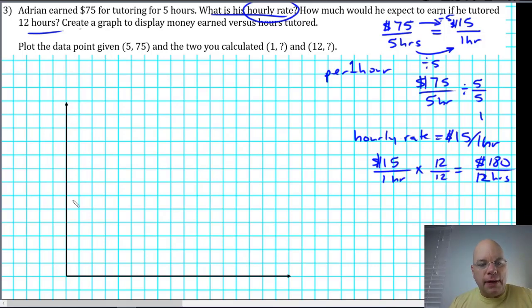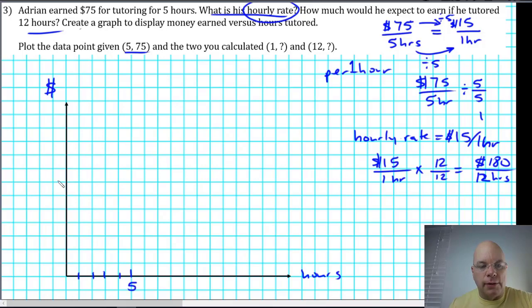First of all, I didn't set up an X and Y axis for you. We only need the first quadrant because all of our values, hours and dollars, are all going to be positive. So you just set up a little first quadrant X and Y axis. Your independent variable is the number of hours. And the reason hours is the independent variable is the amount of money depends on how many hours he works. So the dependent variable is the amount of money earned. It depends on how many hours Adrian tutored. And so you're given a little guideline here. Plot the data point (5, 75) because that was given to us.